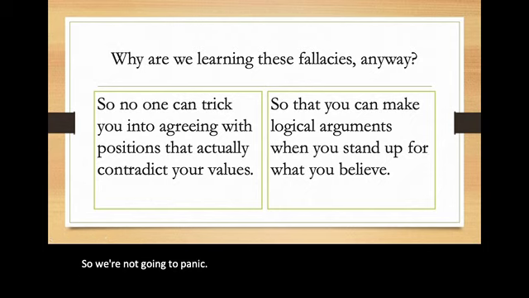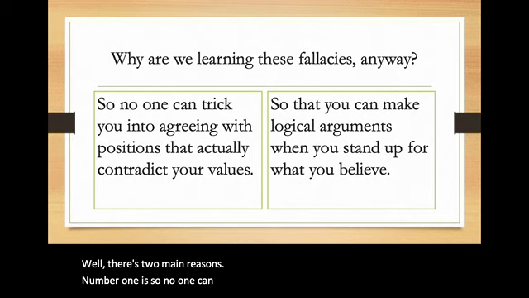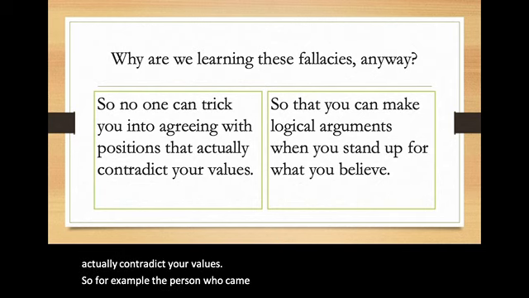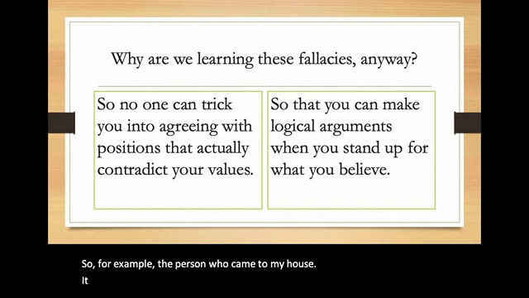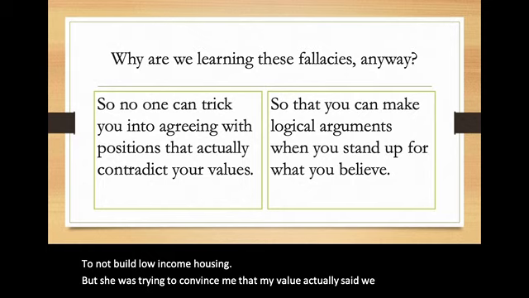So why are we learning these fallacies anyway? Just a small note before we go. Well, there's two main reasons. Number one is so no one can trick you into agreeing with positions that actually contradict your values. So for example, the person who came to my house, it would contradict my value of diversity where I live to not build low-income housing. But she was trying to convince me that my value actually said we shouldn't build it because it wasn't enough.